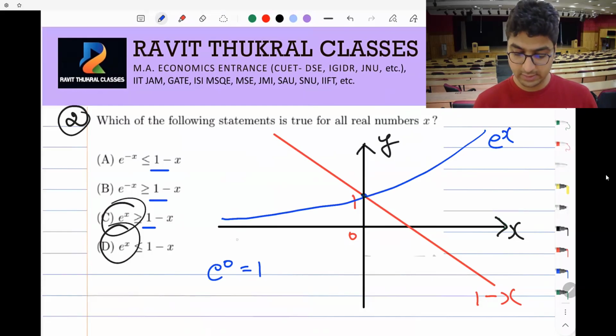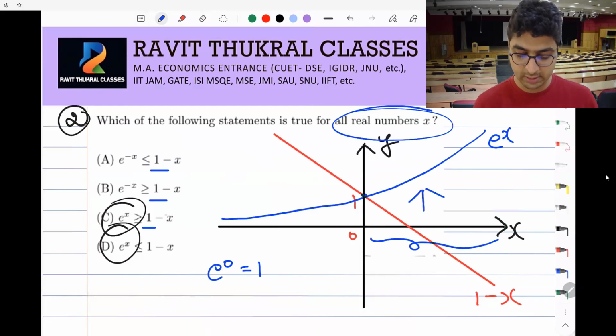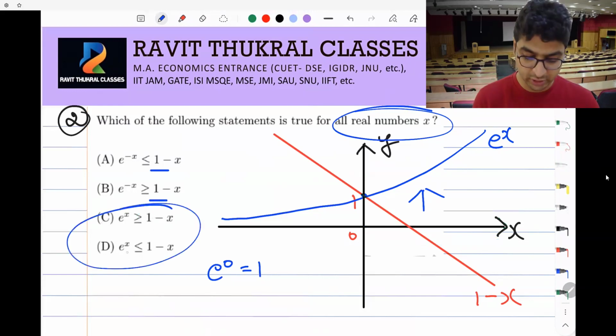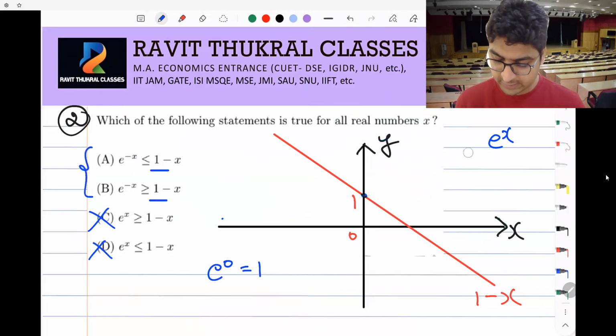So clearly, the question is asking about all real numbers x, so here on one side it is lower and after 0 it is higher. e to the power x is more than 1 minus x when x is more than 0, and it is less than 1 minus x when x is less than 0. So these two options will not hold completely, so we can reject these. So if at all an answer exists, then it has to be from these two options. So e to the power x will not be it.